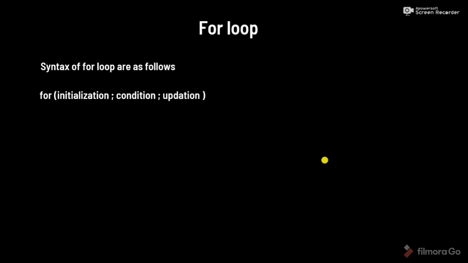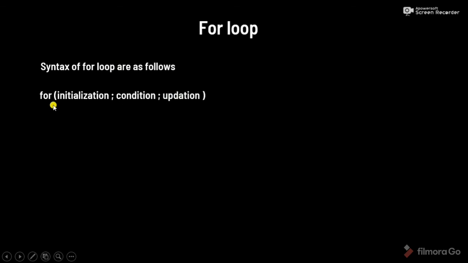In this video, we are going to learn the for loop in detail. The syntax of the for loop is as follows. We can declare a for loop using the for keyword, and inside the brackets we have three parts of the for loop. The first is the initialization part, where we initialize the variable. In the condition part we check the condition, and based on this condition our loop will execute or terminate. And the updation part is where the increment or decrement of the variable is done.